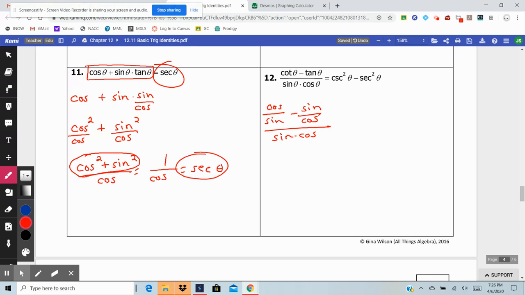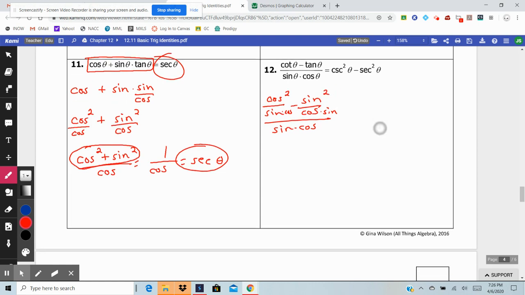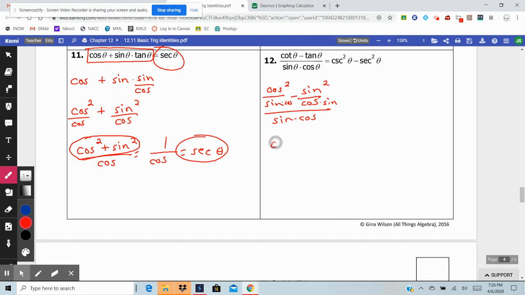I'm going to do some common denominators on top. I'm going to multiply top and bottom here by cosine, so I've got 2 on top now. Multiply top and bottom here by sine, so the same thing, I have 2 on top now. So I have on top cosine squared minus sine squared. And I have my common denominator, which was sine cosine, divided by sine cosine over 1.